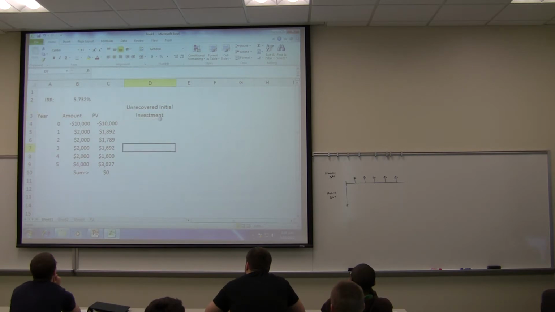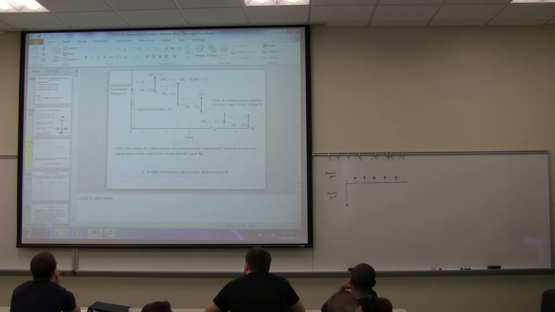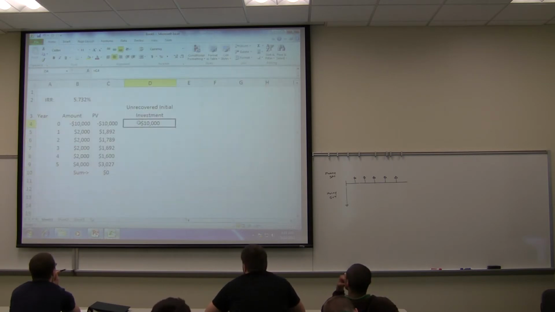Right. So in my first year, I paid $10,000, and I guess we're thinking of it in the graphical terms here. It was a positive amount. So unrecovered investment balance means it's unrecovered initial investment balance.